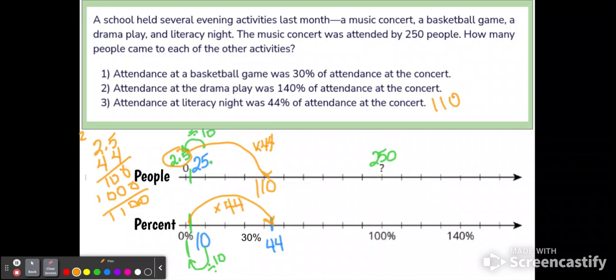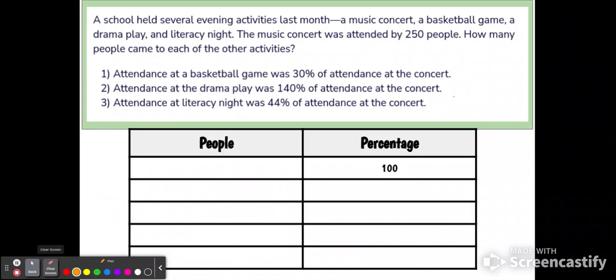Double number lines are awesome in terms of helping us figure out percents of a number, because percents are predictable. I can scale down to 10. I can scale down to 1. But we also know of another way to do it. I can also use ratio tables. Ratio tables work the same with percents as they do with regular ratios. I know 100% was 250.